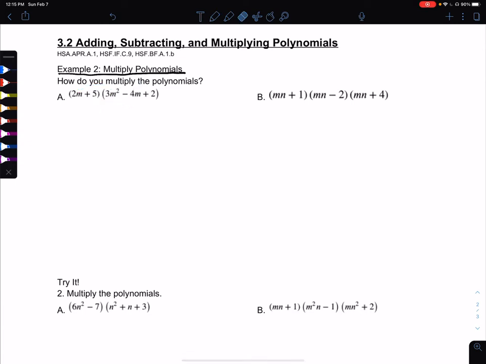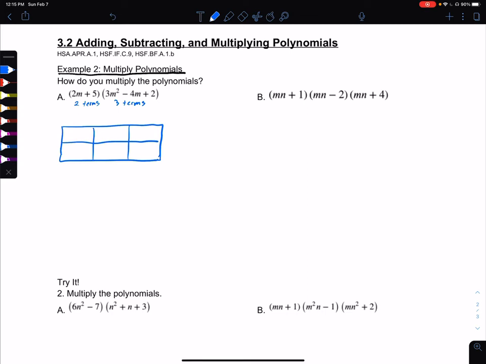I'm going to use a Punnett square, which you may be familiar with from a biology class. This has 2 terms, and this one has 3 terms. So I'm going to make a box here that has 2 by 3. And I'm going to take those first 2 terms, the 2m plus 5, write those on the outside here, and then 3m squared minus 4m, and then a positive 2. You can write plus 2 if you want, and plus 5 if you want here, but I'm not going to write those. I'm just going to know that they're positive.